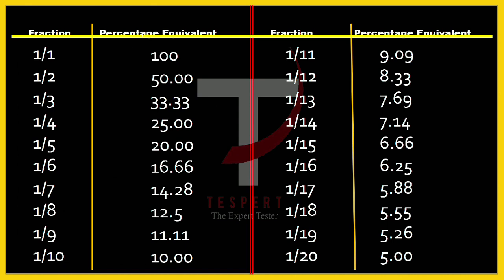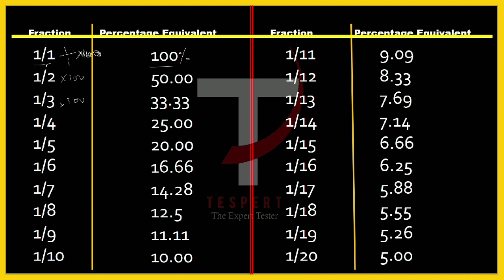Fraction and percentage equivalent. Okay, so this is one by one. The percentage equivalent of 1 by 1 is 100. How did we get 100? So 1 by 1 is multiplied with 100. So in the previous slide I told you, right, to convert fraction into percentage, we must multiply that fraction with 100, right? So all these fractions are multiplied with 100. That's why we got the percentage equivalence of these respective fractions.